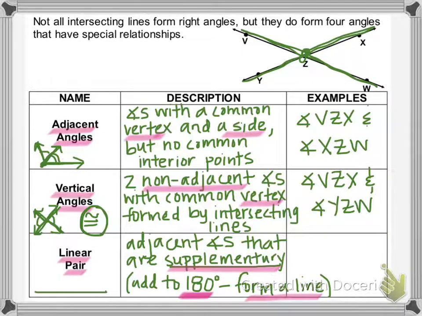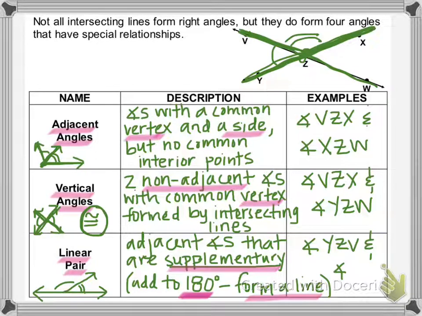So anytime I have a line that's formed by two angles, we say that they're a linear pair. So in our picture above, a linear pair might be angle YZV, this guy, and angle VZX, this guy, because together they form this line YZX. So that could be our example: angle YZV and angle VZX.